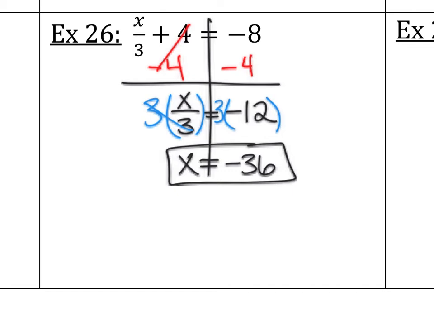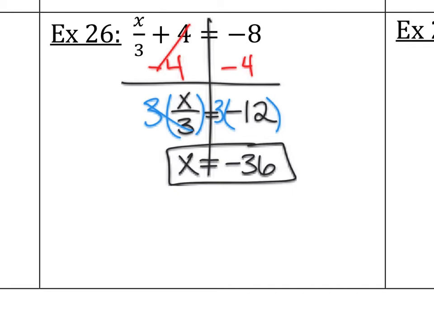All right, let's check out 26. Hopefully you did this one on your own. Is this what you got, negative 36? Yeah, so let's talk about these steps one more time. What's the first thing I did? You tell me. Subtract it. Why did I choose to subtract 4? Inverse operation. Great. So negative 8 minus 4 is negative 12.